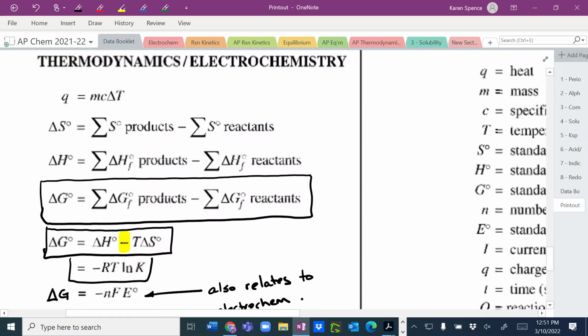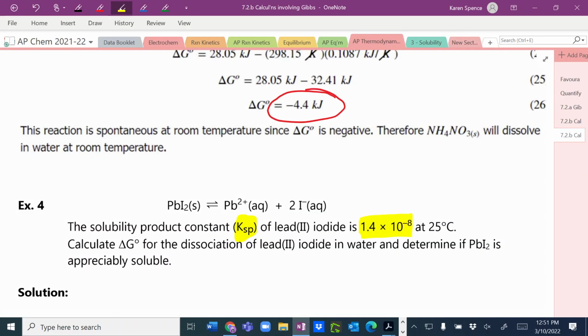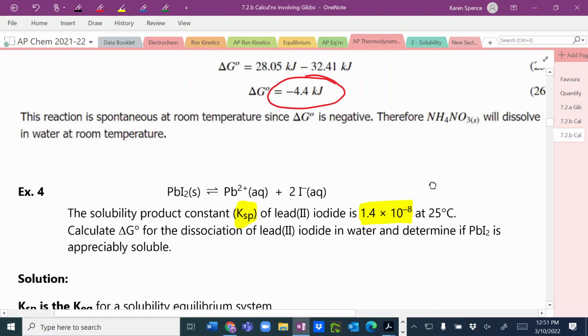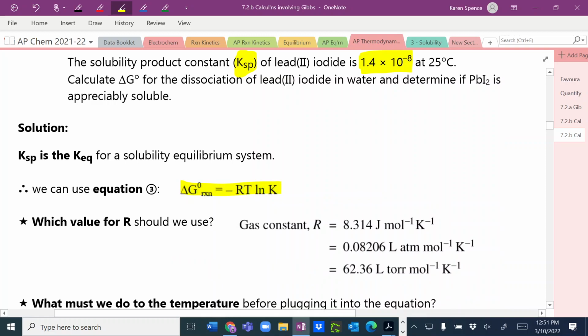Oh, I go down to thermodynamics. Here it is right here. Yes, delta G is equal to minus RT ln K. Okay, so that's the one we're going to use, and then it's pretty straightforward from there. That's the equation we're going to use.